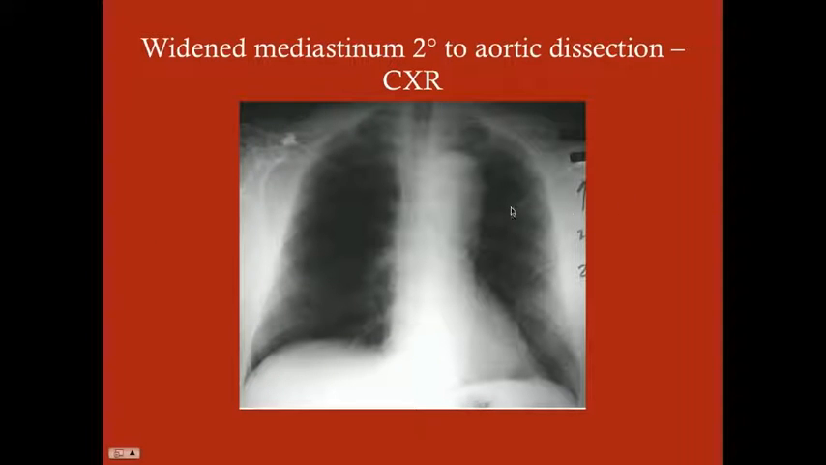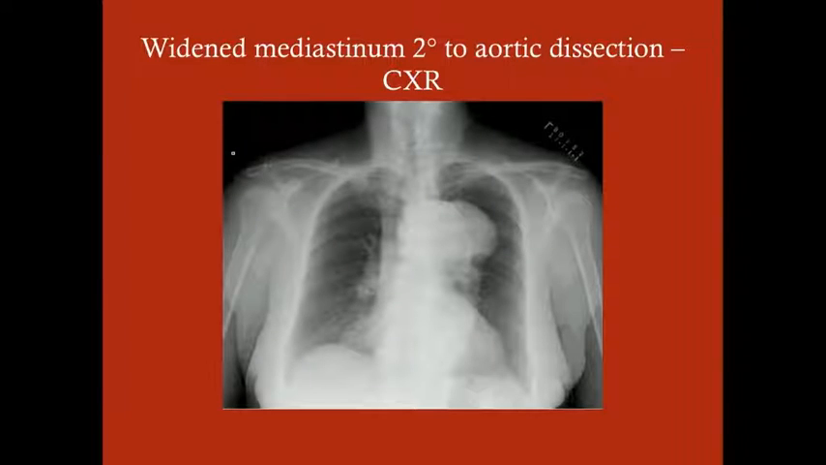So here's a widened mediastinum, and this is secondary to aortic dissection. So you see here, this is quite apparent. And here's another one. So widened mediastinum. That'd be on chest x-ray.